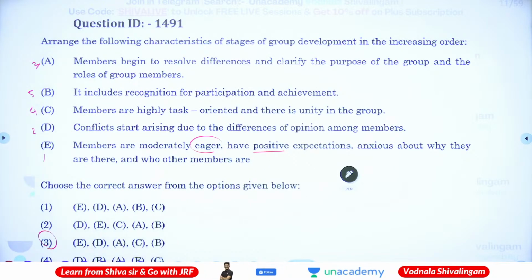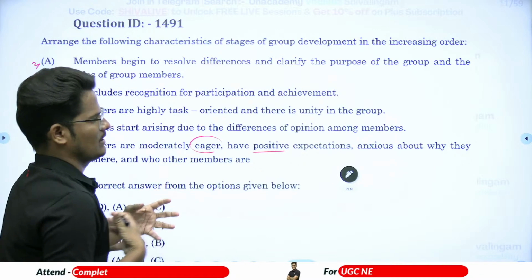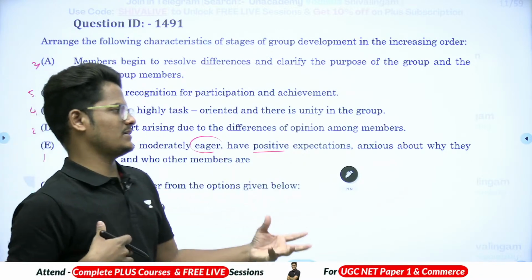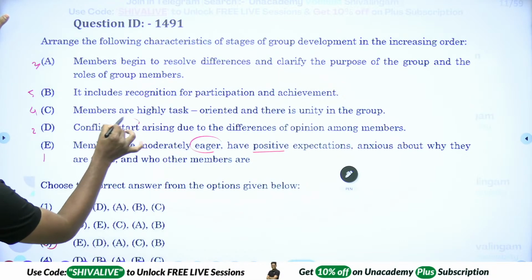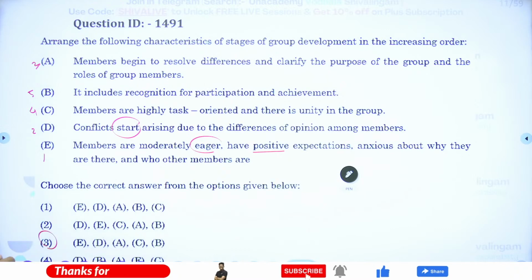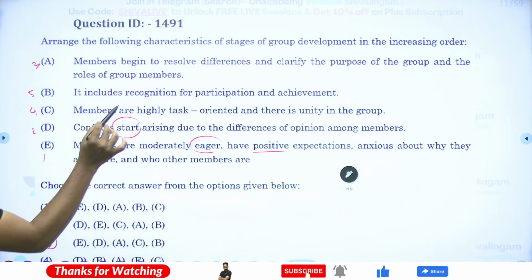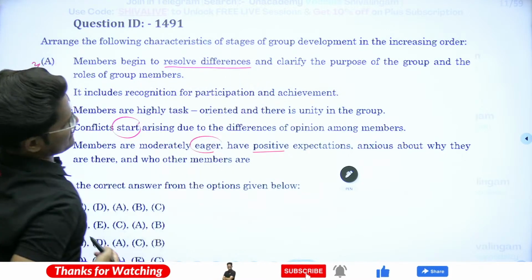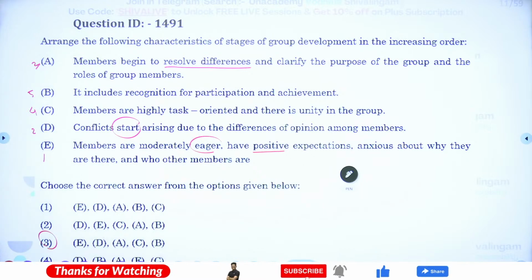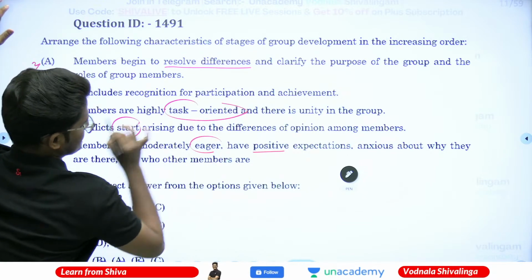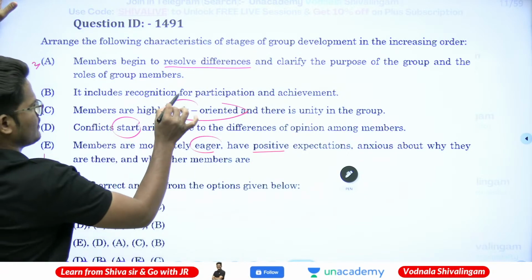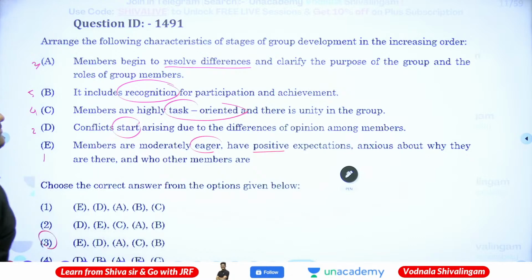How does the group develop? They are just in the beginning stage, very anxious about knowing others, with positive expectation. Later, conflicts will start. After that, members begin to resolve the differences, if any. Clarifications will be given. After that, they will become involved in the task. Later, they will expect recognition for the participation, and achievements also they will be expecting.